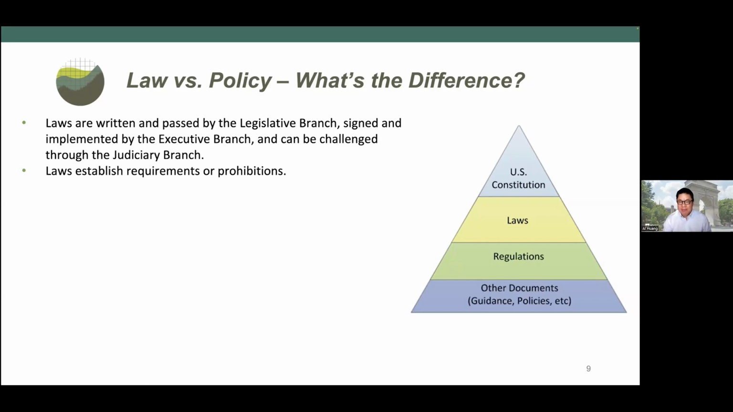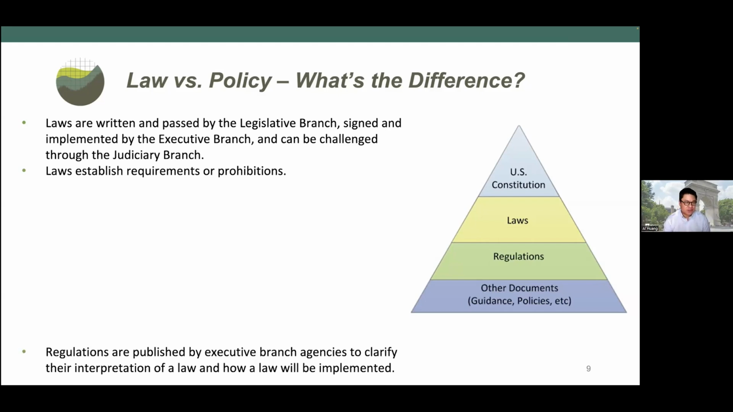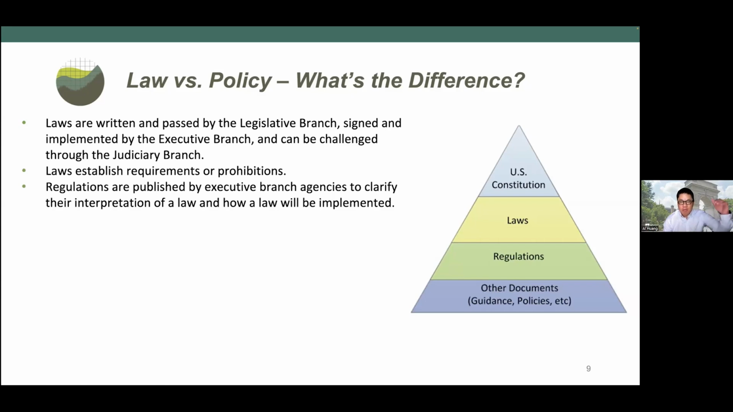And laws establish requirements and prohibitions. Then oftentimes after a law is passed, regulations need to be published by executive branch agencies that have responsibility. Oftentimes the law says what agency is the one responsible, and they interpret the law and how the law will be implemented. And the regulations also have requirements and prohibitions inside them.